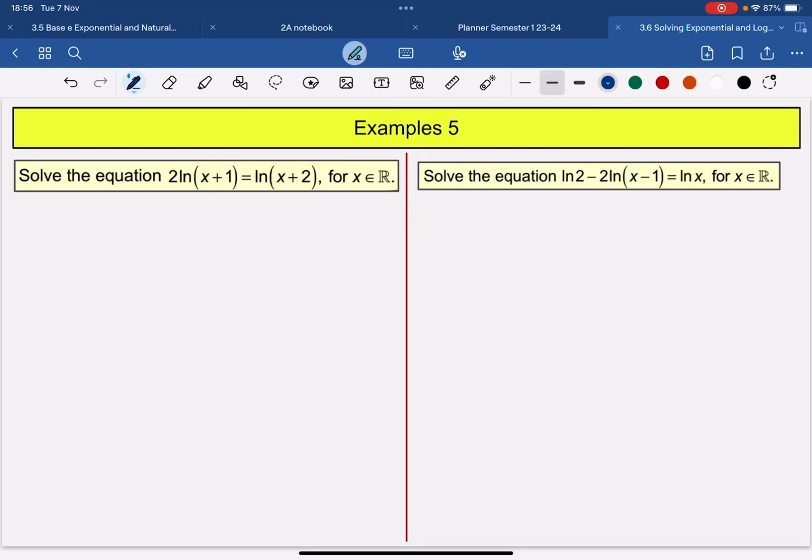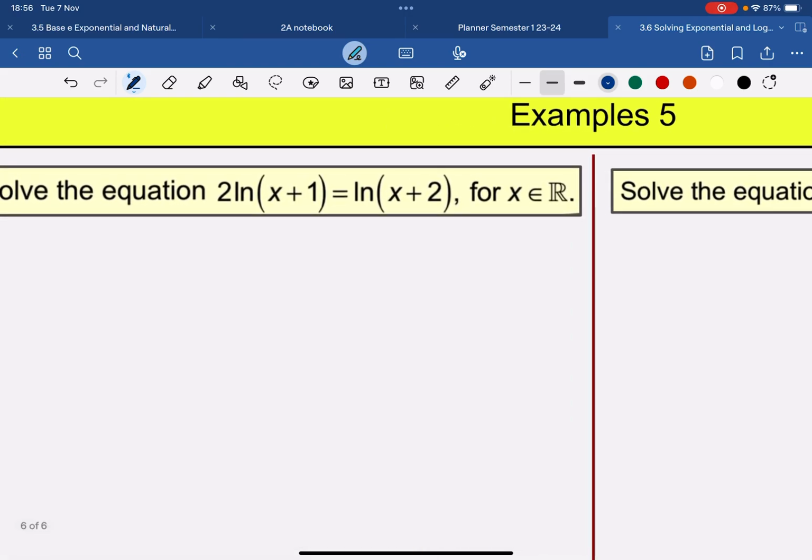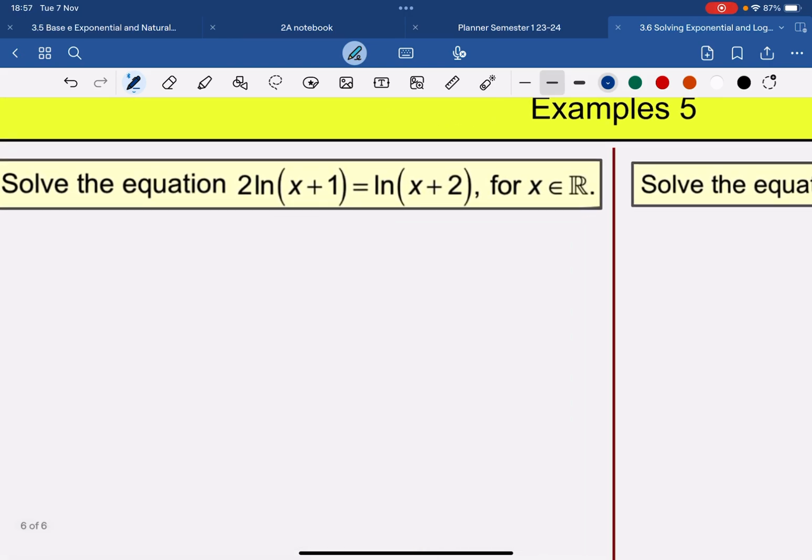Okay, so we've got some more equations here to solve. Let's go for this first one here. Now, what I can do is use the power rule here with this 2, and it becomes natural log of (x plus 1) squared is equal to natural log of (x plus 2).